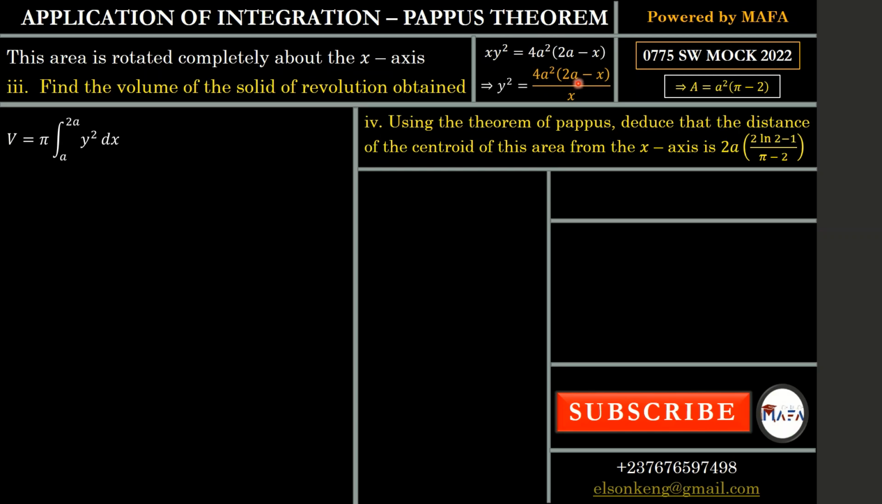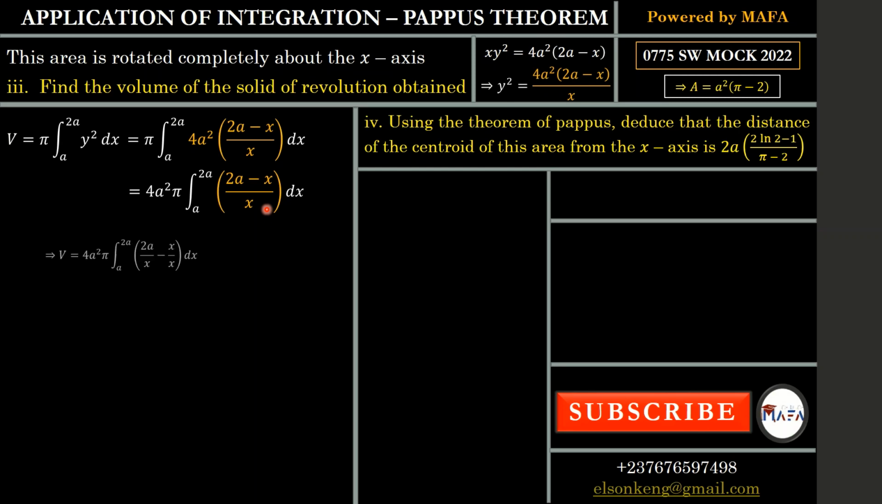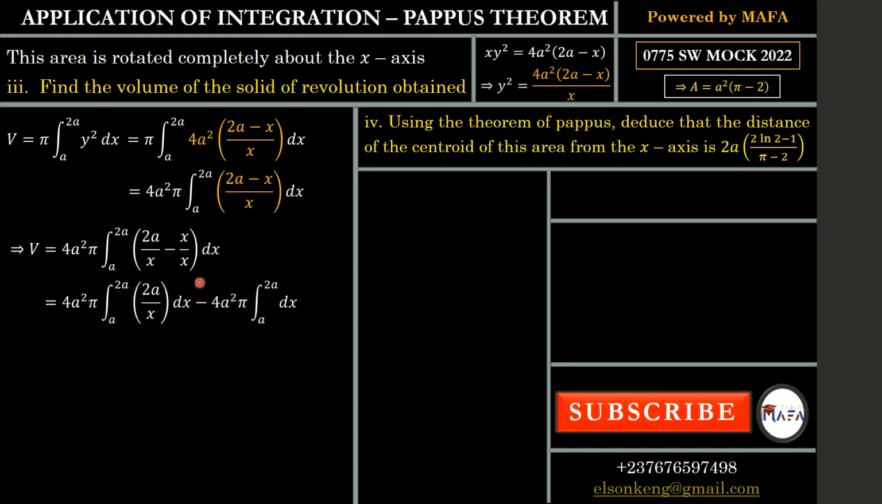Our y squared is 4a squared into (2a minus x) all divided by x. So our volume becomes pi times the integral from a to 2a of 4a squared into (2a minus x) all divided by x. We can pull out the 4a squared outside, it multiplies with pi, then we integrate this. We can separate the x, that is, we take 2a on x minus x on x, properties of the LCM.